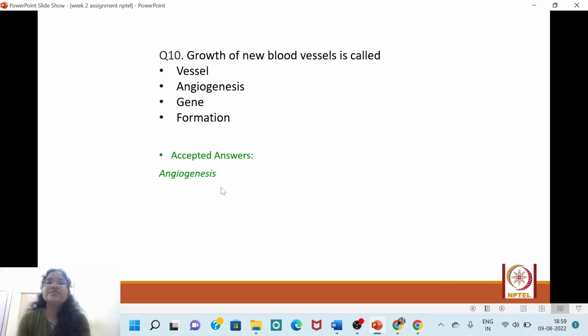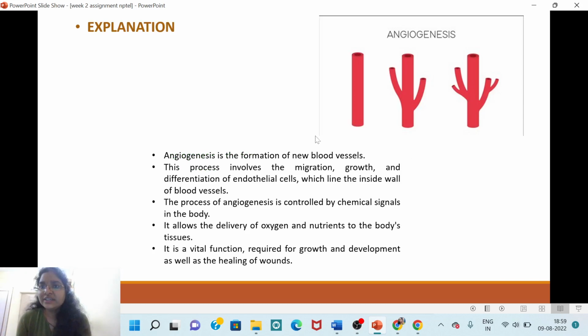Angiogenesis is the process of formation of new blood vessels. Maybe it is a new term to many of them. If they have not given the correct answer, please go back and listen to the lectures. You will be able to know it. So, as you can see here, this is the process of formation of blood vessels in our body. And as the blood vessels form, this is called angiogenesis. This process involves a few steps like migration, growth and differentiation of the endothelial cells which line the inside wall of our blood vessels.